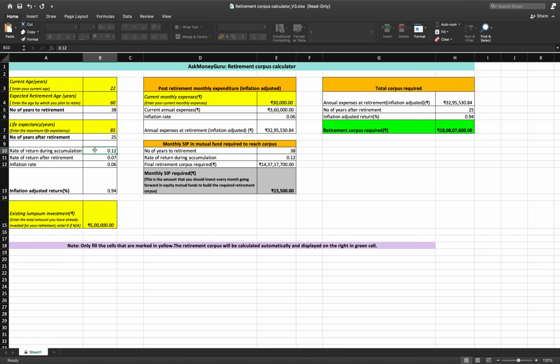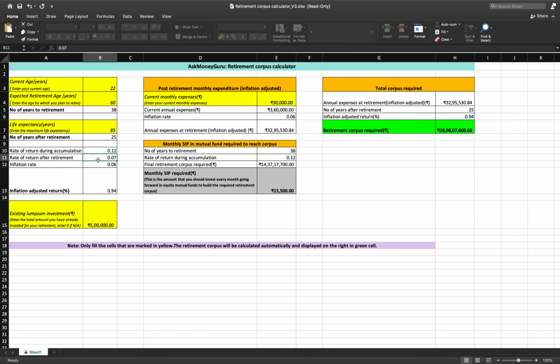Then we have the rate of return during accumulation. Let's say you are investing in good mutual funds, you can expect to earn around 12% annual rate of interest till the time you retire. By default, that's why it is mentioned as 0.12, which is 12%, considering that you invest in mutual funds.